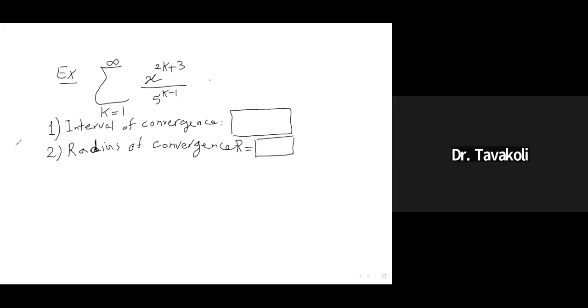Again, let's apply the root test. So I want the limit as k tends to infinity of the kth root of the absolute value of x to the power of 2k plus 3 over 5 to the power of k minus 1 to be less than 1. If this happens, for sure, we know that the power series is convergent. We want to know for which x's this is going to happen.